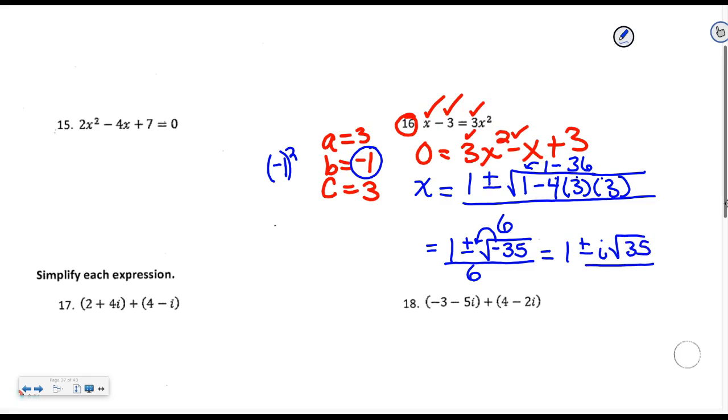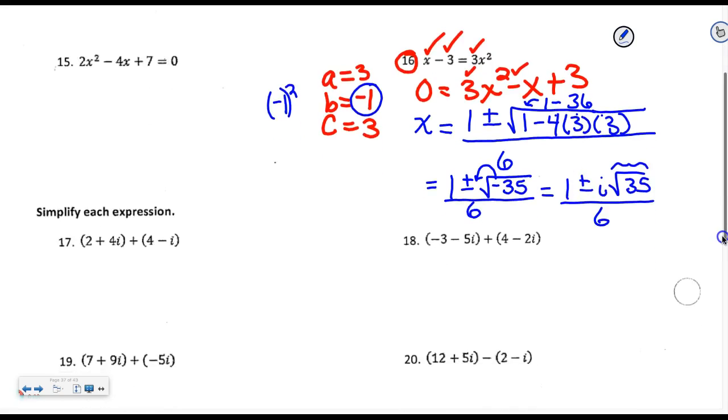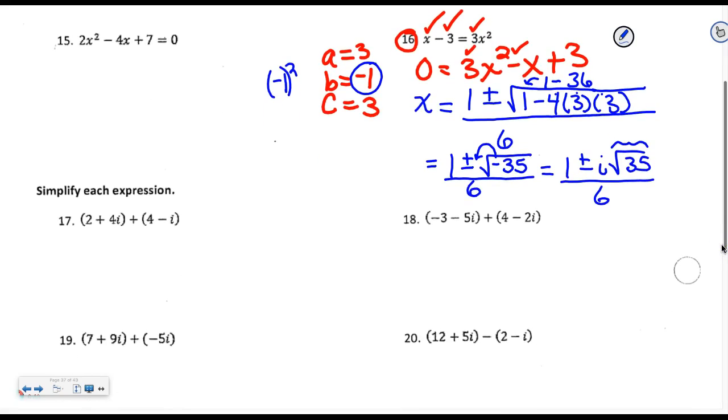I'll take a look at this and see if it simplifies. It doesn't. The only things that go into 35 are 5 and 7. Then I'll see if there's any factoring and canceling. There isn't any, so I would quit.